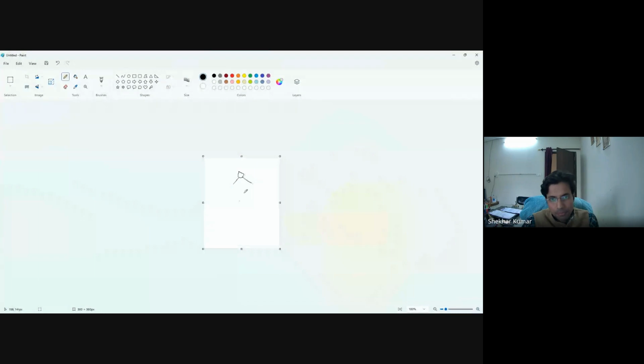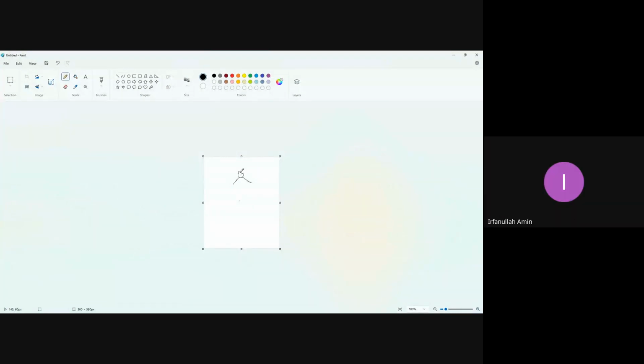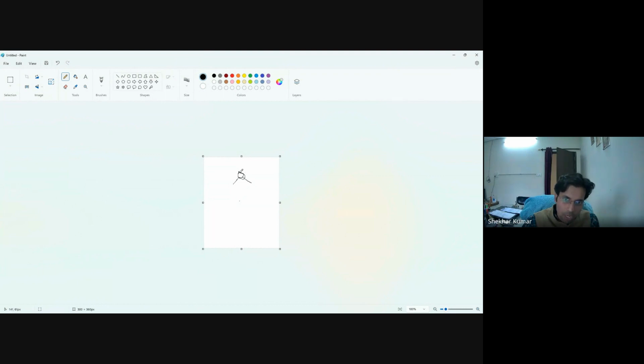In binary search, there is one problem. Is Paint visible? Yes, sir. Okay, this is a complete problem. Then further, I have also divided the problem into equal halves. Further, I have also divided the problem into equal halves. Then further again into equal halves.